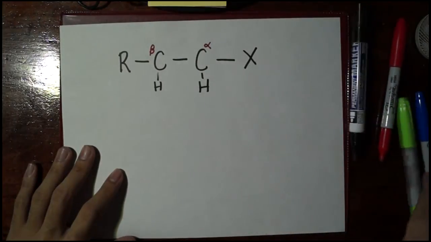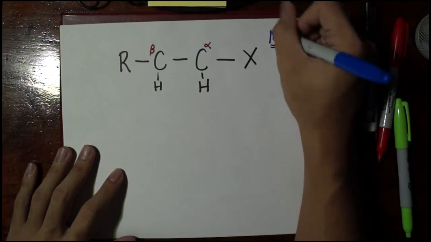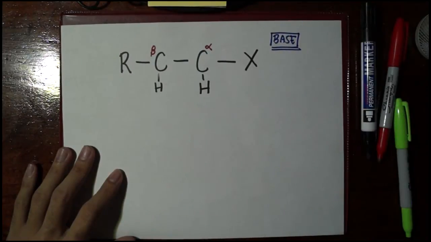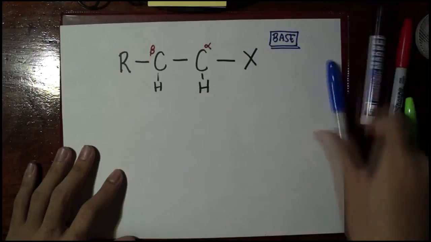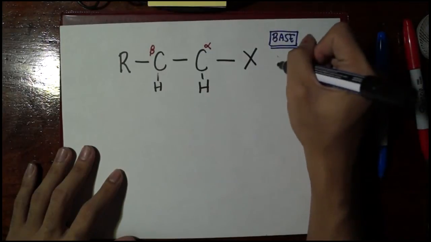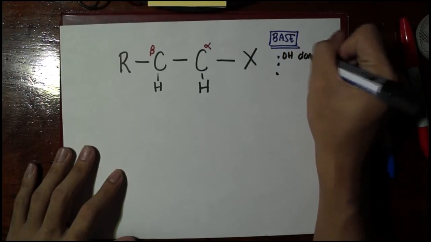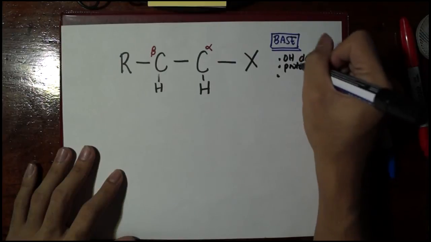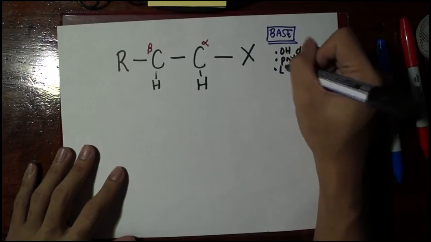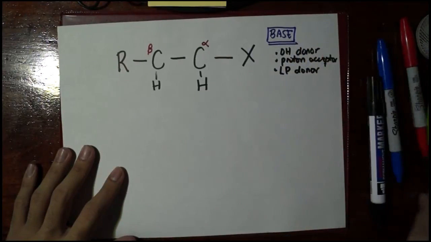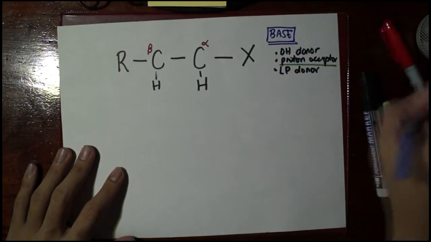Now, there are certain reagents, for example, a base, and actually we have to realize that bases are the primary reagents in this type of reaction. If we take a review, we could define a base as either a hydroxyl donor, proton acceptor, or lone pair donor. And in this case, we will use its aspect as a proton acceptor. So for example, I have a base here.